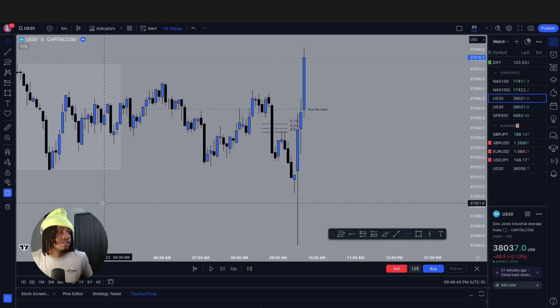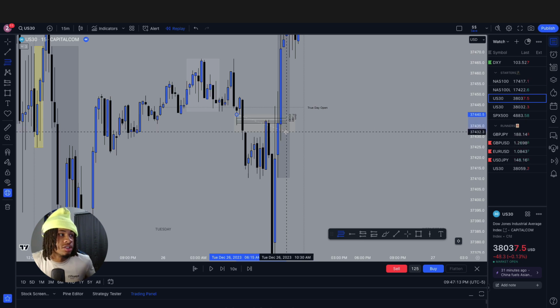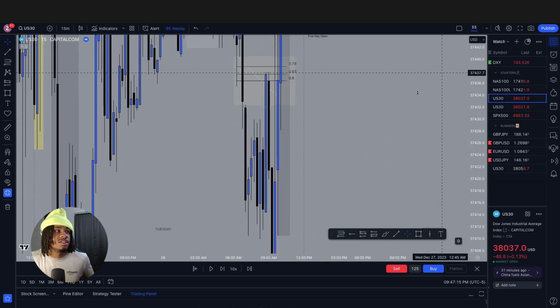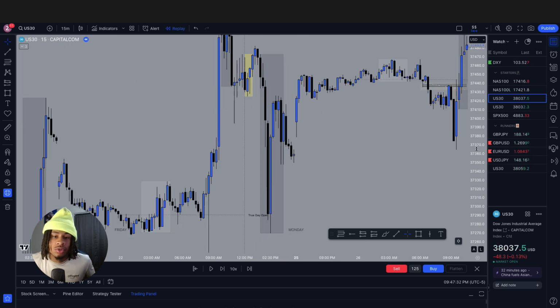Let's go ahead and get another example. Okay, cool. So right here we have another fair value gap. Let's mark up the consequent encroachment. If consequent encroachment fails, optimal trade entry usually does the job. Now I want you to pay attention to how the bodies respect this 0.63 area so perfectly. Now let's go ahead and go on to another example.